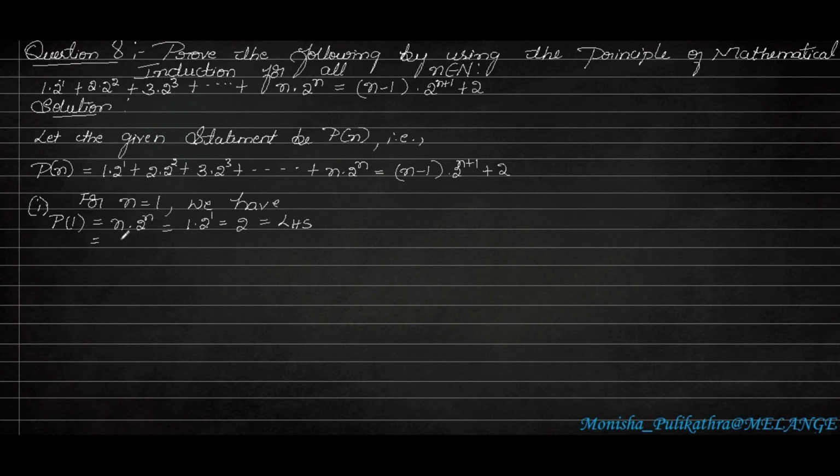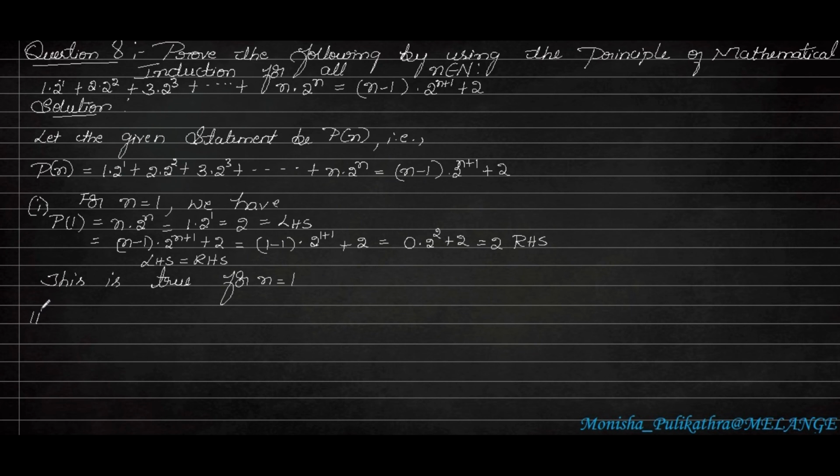In the same way, we have to take the RHS also: n minus 1 into 2 to the power of n plus 1 plus 2. In the place of n, we take 1, so 1 minus 1 into 2 to the power of 1 plus 1 plus 2. 1 minus 1 is 0, so 0 into 2 to the power of 2 plus 2. 0 into any number will become 0 itself, so the remaining is 2. So 2 is the RHS. Since LHS is equal to RHS, this is true for n is equal to 1. So the first step we have proved: it is true for n equal to 1.